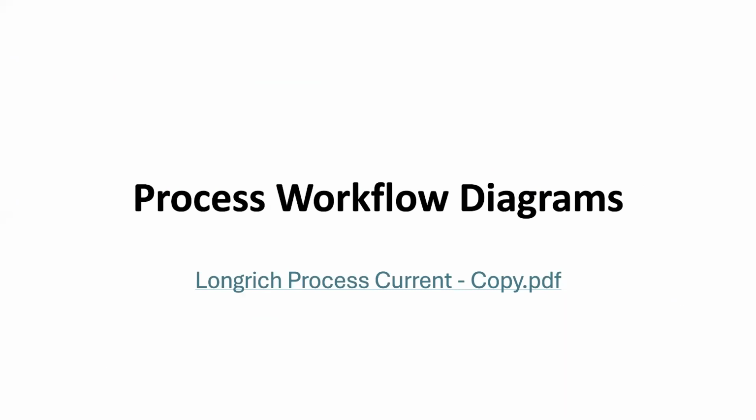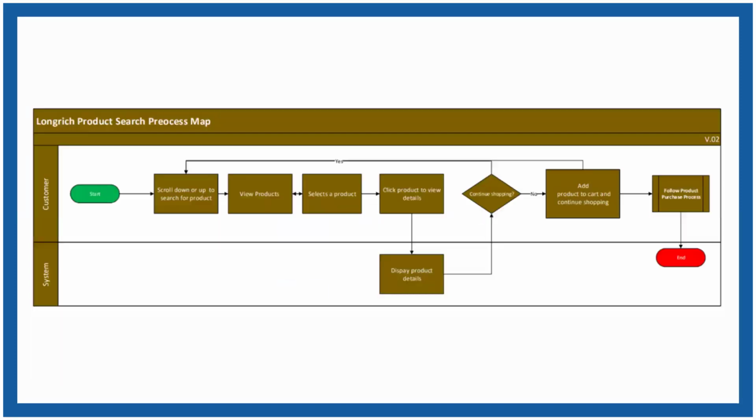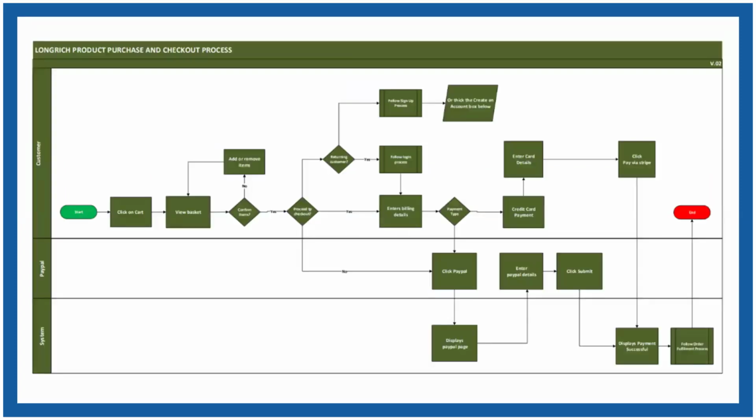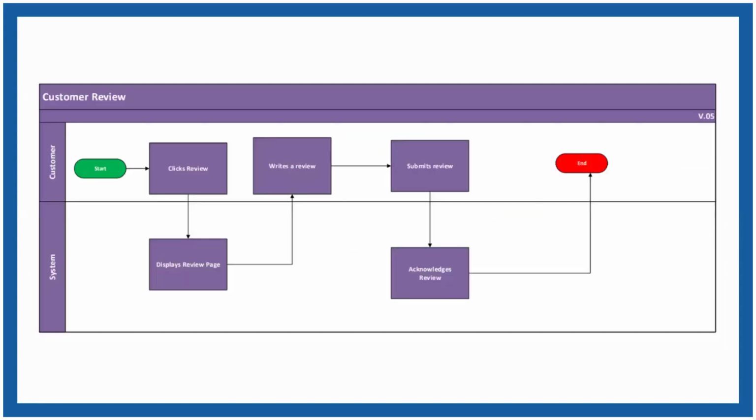Now going to process workflow diagrams. These diagrams helped us to understand better the flow of the website that we were developing. The first one here is the customer registration and login process, and the next one is the Longbridge product search process map. Here is the purchase and checkout process, fulfillment and shipping, and then finally customer review, where the customer clicks on the review and the system displays the review page. Then they are able to write the review, submit the review, the system acknowledges the review, and that process ends.